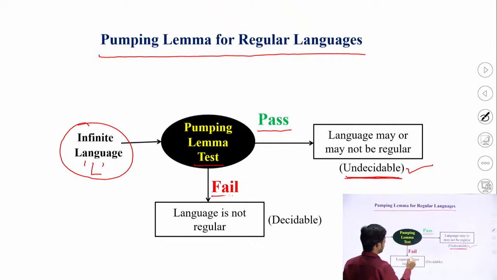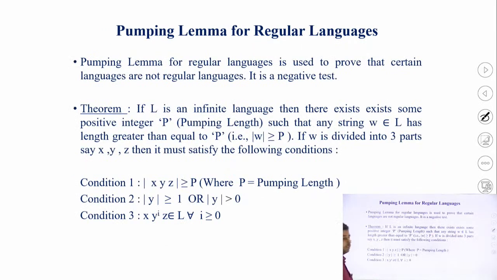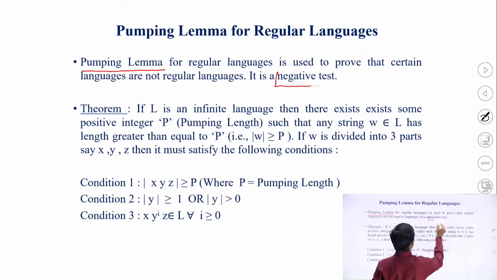But if the pumping lemma test fails, then the language is not regular. We can decide that. Let's see the theorem of pumping lemma. The pumping lemma for regular languages is used to prove that languages are not regular. It is not used to identify whether a language is regular, but it is used to identify that my language is not regular. It is a negativity test.